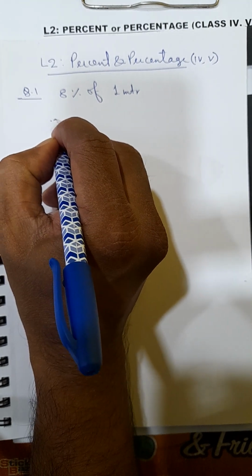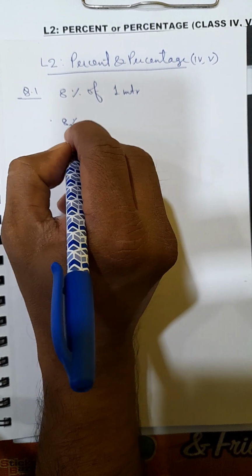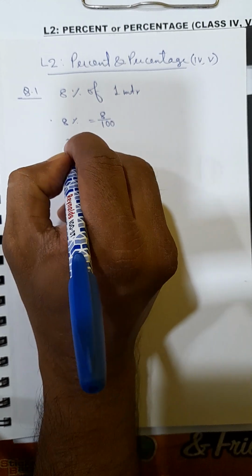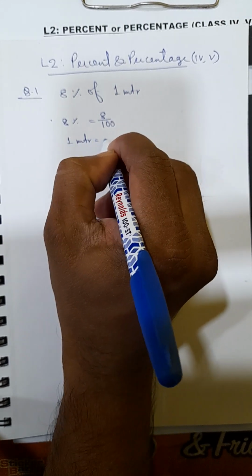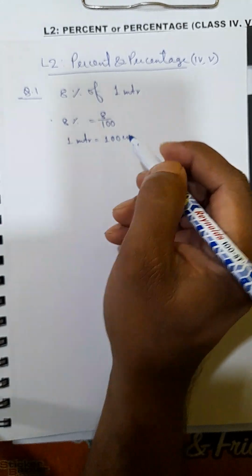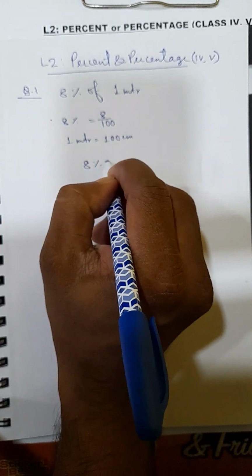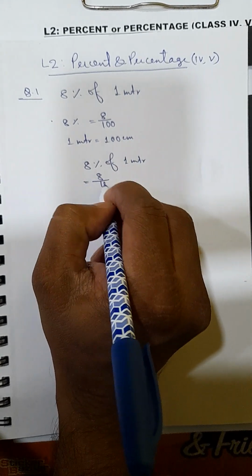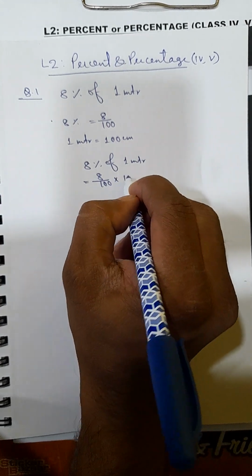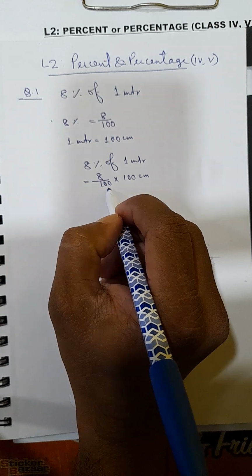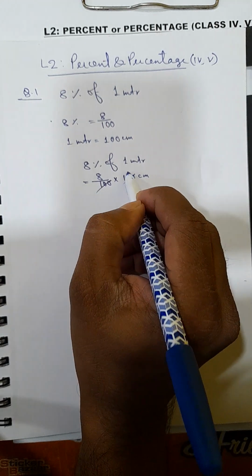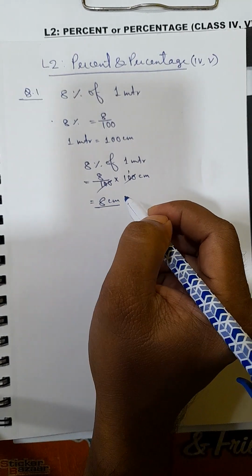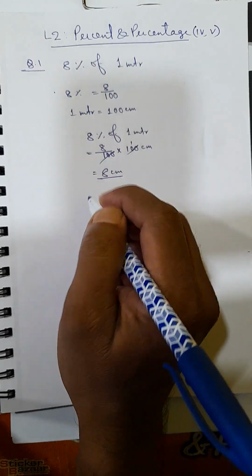Now what is 8%? 8% means 8 by 100. And 1 meter is 100 centimeter. Now 8% of 1 meter means 8 by 100 into 100 centimeter. So cancel 100 and 100, and we get 8 centimeter. That is, 8% of 1 meter is 8 centimeter.